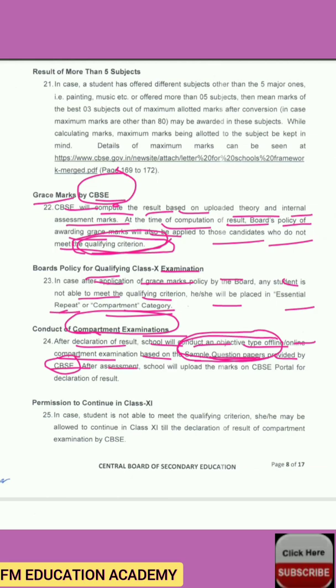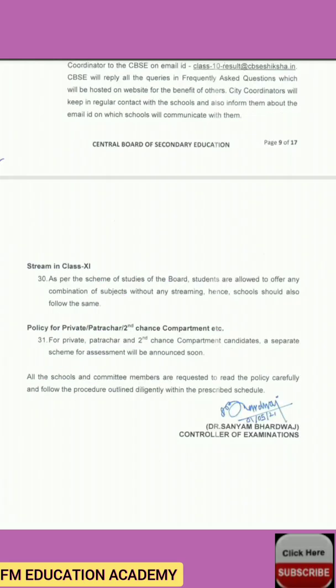And again, after the student writes a sample question paper, assessment will be done on it, and then the school will upload the marks on the CBSE portal for declaration of result. And in 11th, as per the scheme of studies of the board, students may be allowed to offer any combination of subjects without any streaming. Hence, schools should also follow the same.